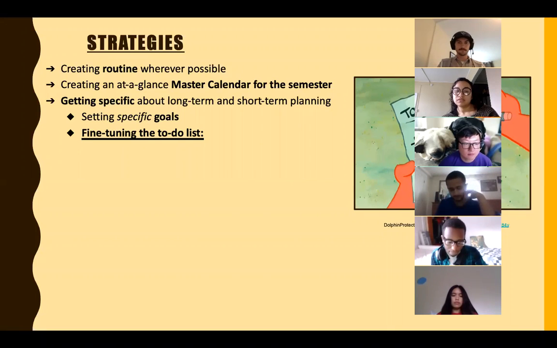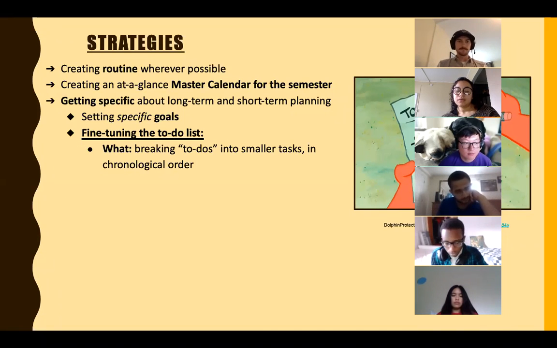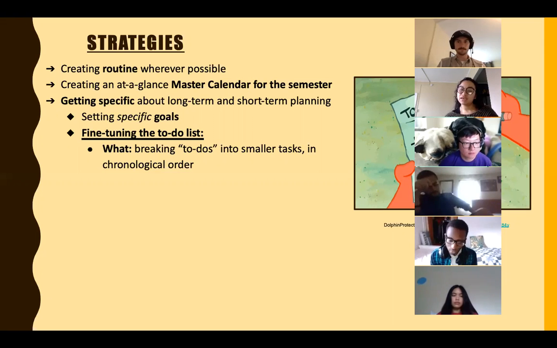Fine-tuning your to-do list. Like I was saying before, you want to break down your to-do list into smaller tasks that are in chronological order. For example, let's take writing a paper. Writing a paper can seem like a super overwhelming task. One thing you may want to consider is that one day you look up the different topics you potentially want to write about and determine which topic you want, then do some initial preliminary research, then the next day write an outline, and finally take your time to write a draft.